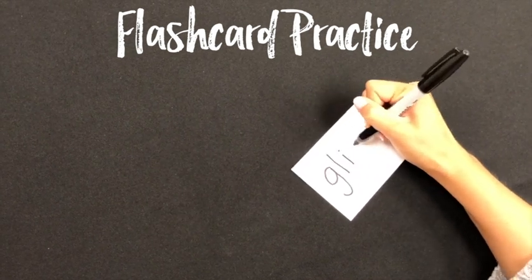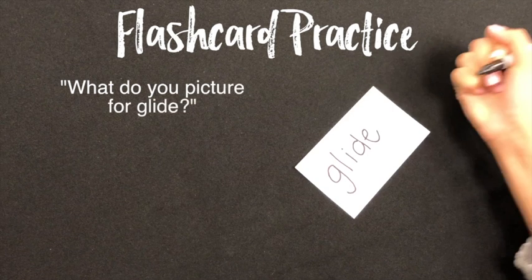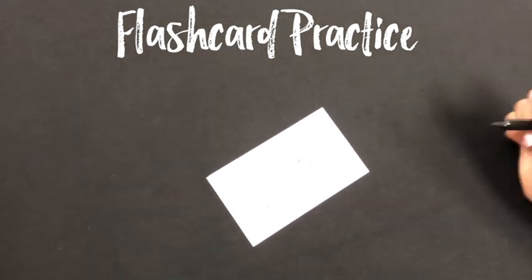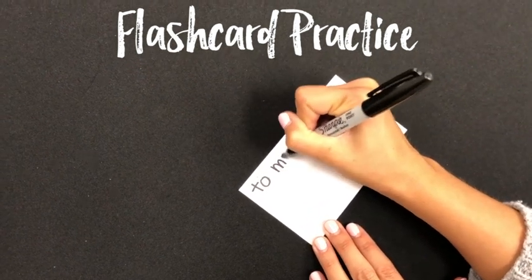For example, instead of saying, "What does glide mean?" you can ask, "What do you picture for glide? What do you see gliding?" If the word is not yet stable, flip over the card for the definition and help your child to recreate an image for that word.